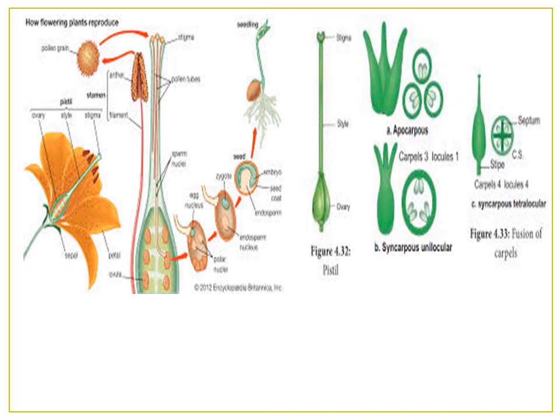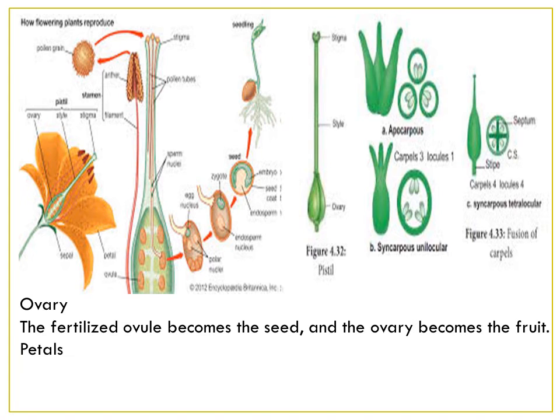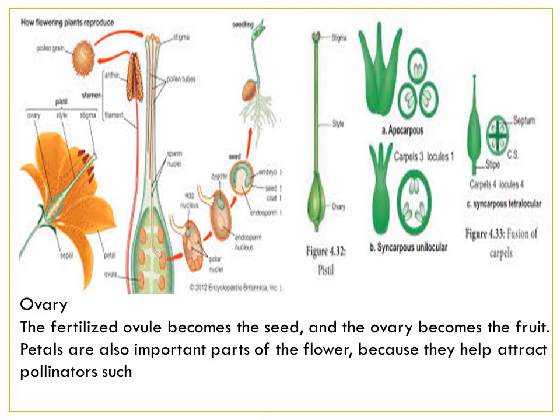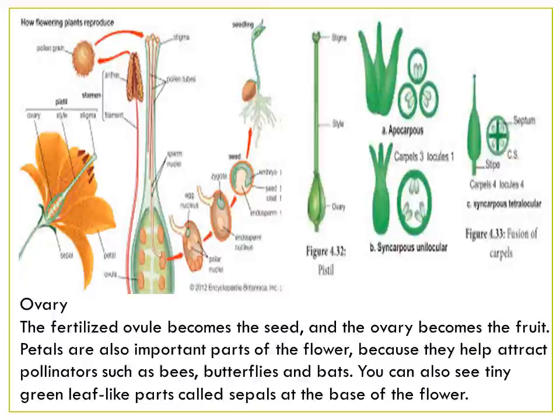See the pictures, children. The fertilized ovule becomes a seed and the ovary becomes a fruit. Petals are also important parts of the flower because they help attract pollinators such as bees, butterflies, and bats. You can also see tiny green leaf-like parts called sepals at the base of the flower.